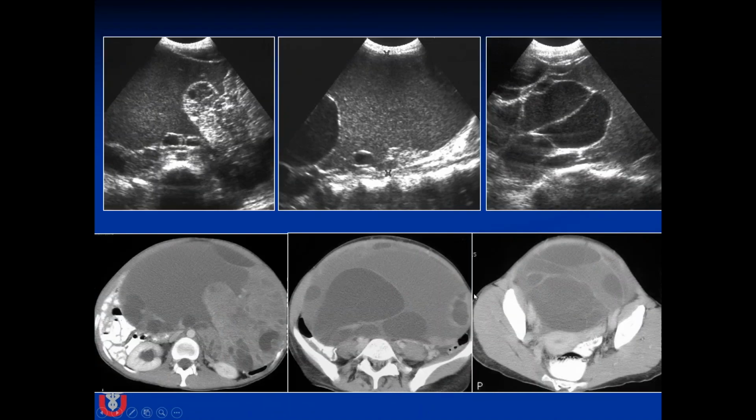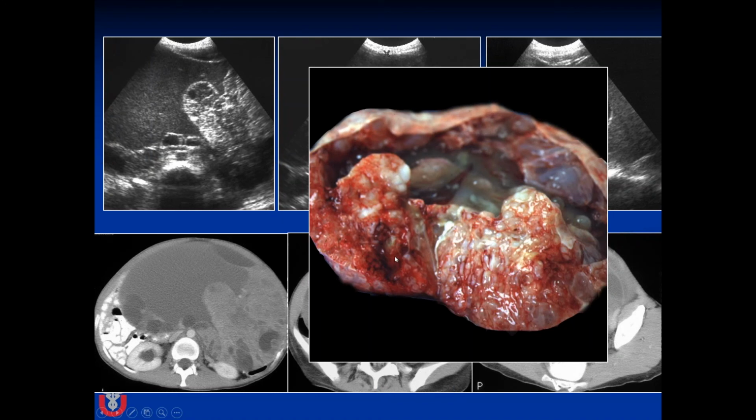Here's one that's malignant. This is a mucinous cystadenocarcinoma. But look at the low-level echoes. This is mucin. But look, it's very complicated. It has multiple locules of varying echogenicity, of varying density on the CT. It has a big solid chunk right here. Solid chunks are always bad. And this is a mucinous cystadenocarcinoma. Here's the solid chunk. It looks very much like what we're looking at on our ultrasound. And this is just a sea of mucin in the background.